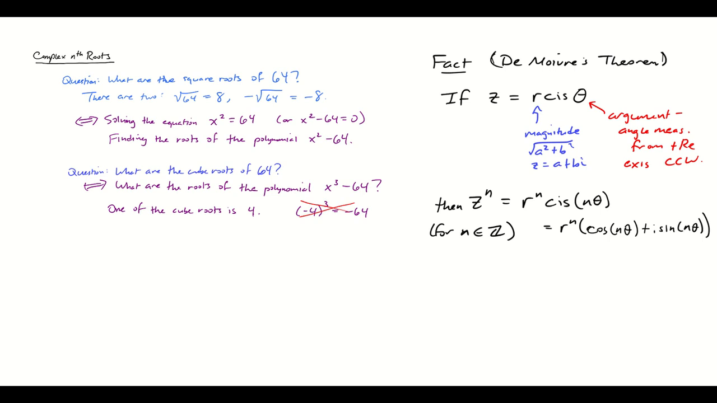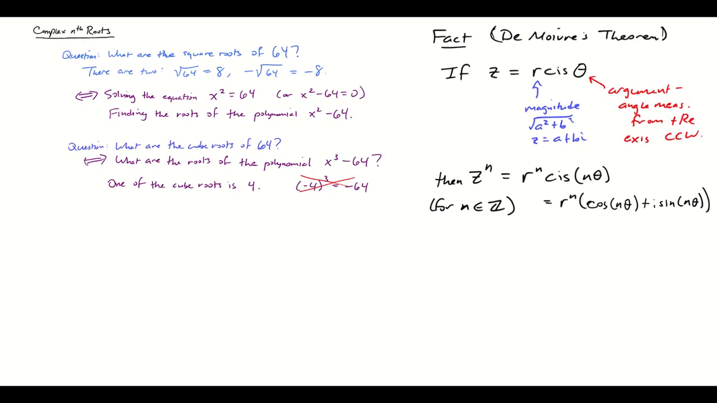And once you know how to take powers, figuring out how to take roots is just a matter of figuring out how to reverse that process. So for an example, let's look back at the question that we were just trying to answer. What are the cube roots of 64? We know that there is one real cube root. And in fact, there is only one real cube root, because as a function of x, a real variable, this polynomial function, x cubed minus 64, is increasing.